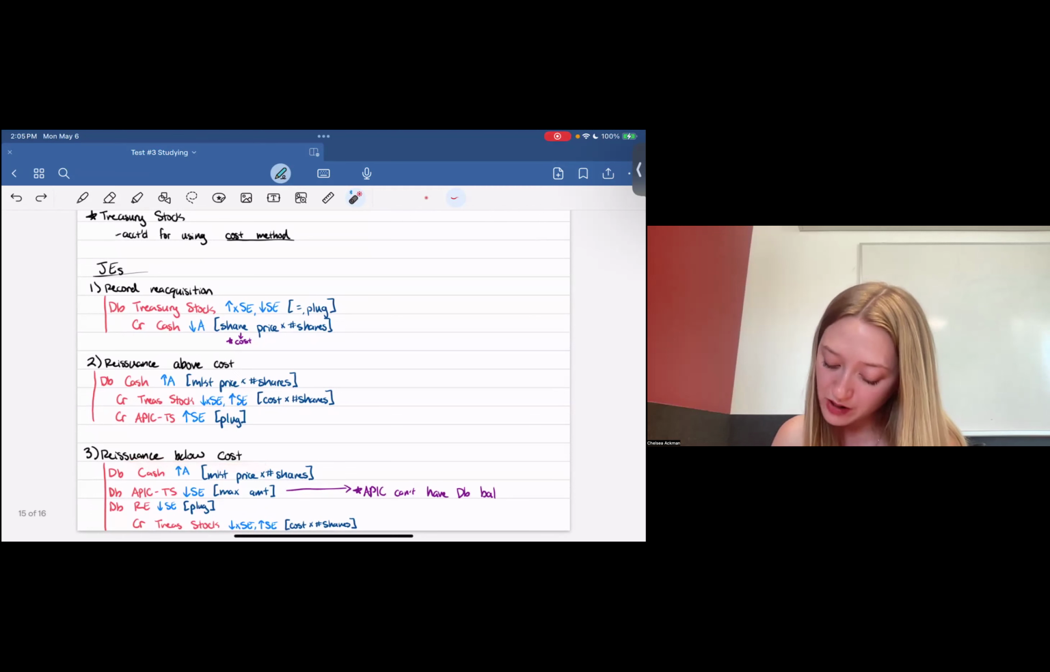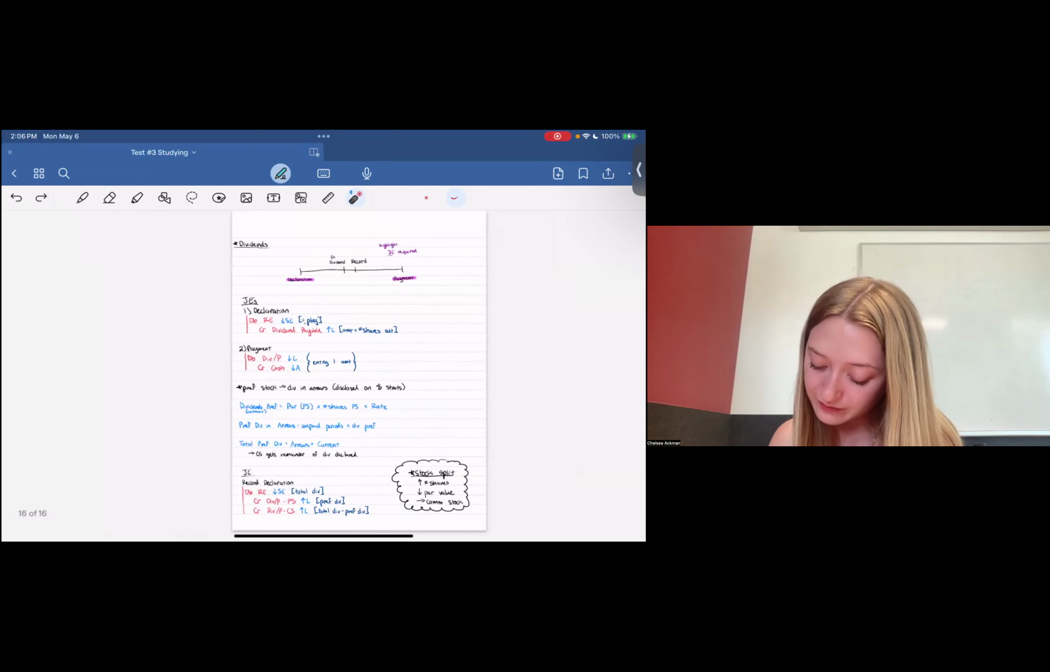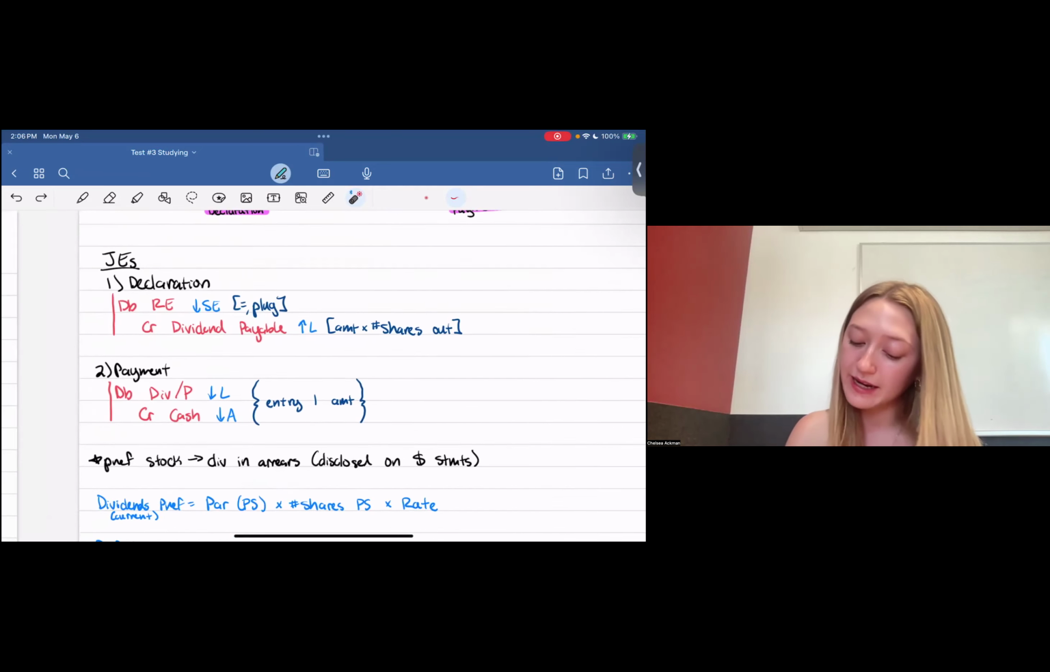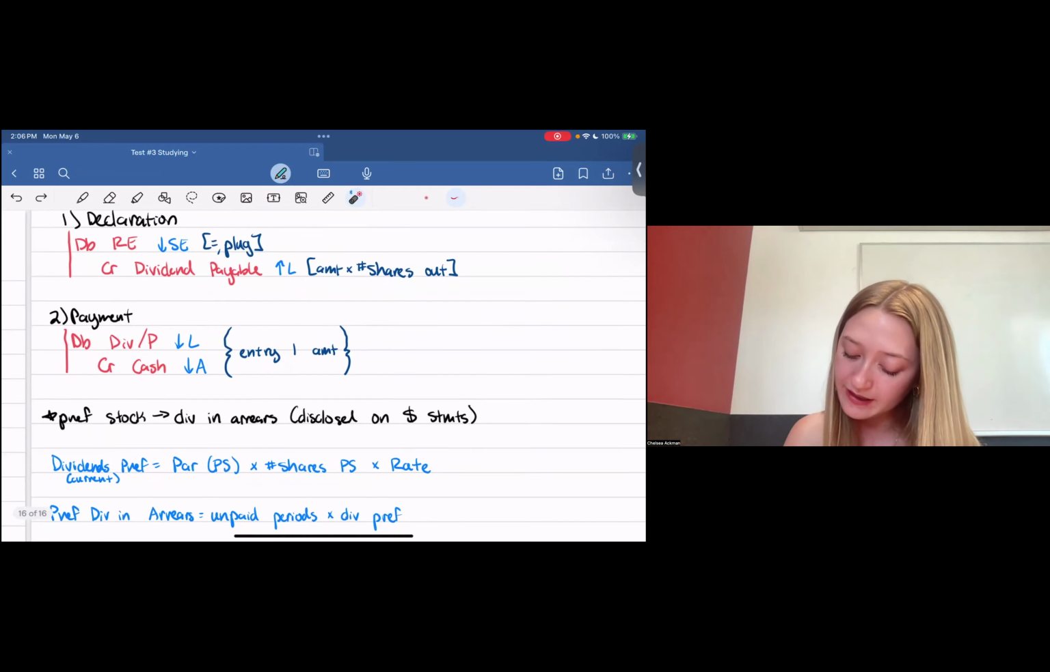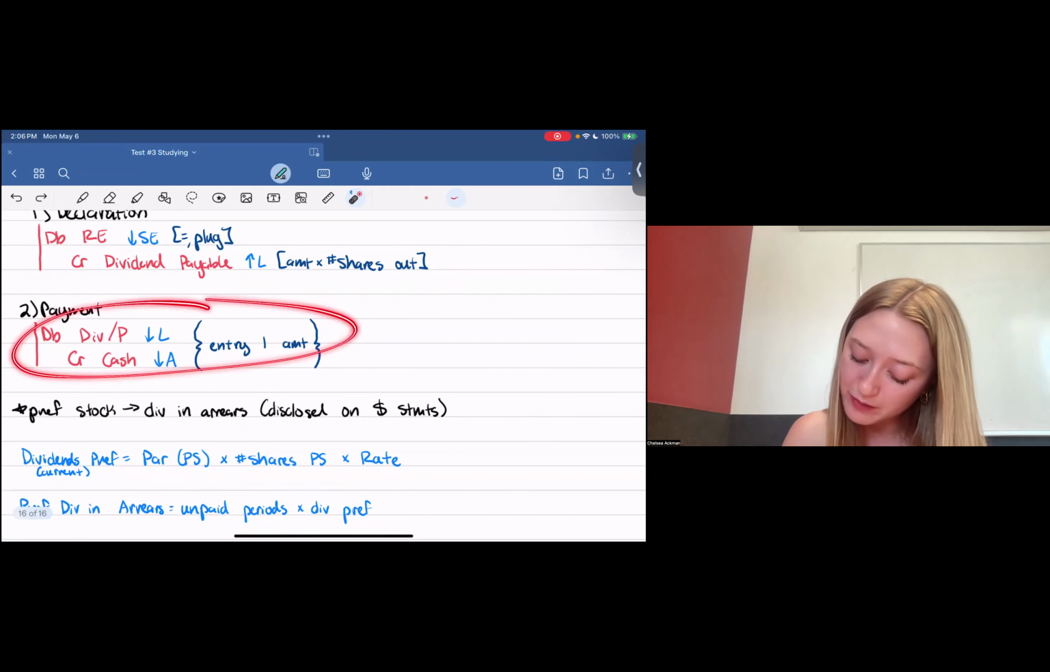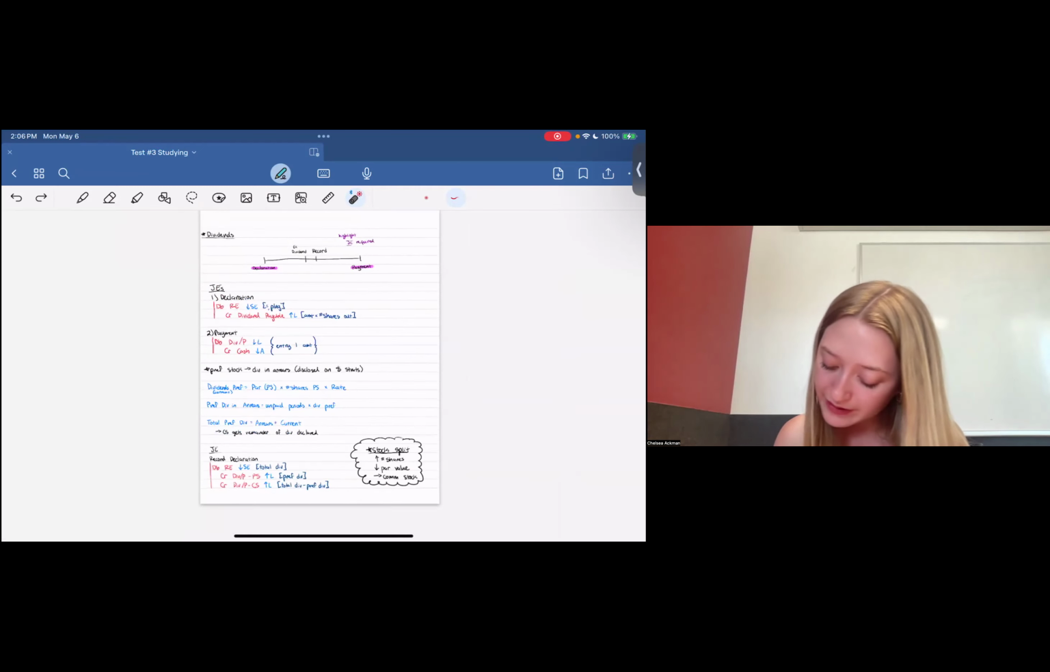Reissuance below cost, the debit to cash is the same, market price times number of shares. Our debit to additional paid-in capital is the max amount that we got in this past entry. Debit to retained earnings is a plug after we credit our treasury stock, which is the cost again times the number of shares. And then lastly, to declare a dividend, we debit retained earnings and credit dividend payable, the amount times the number of shares outstanding, and then to pay is the same amount, but we debit dividend payable and credit cash.